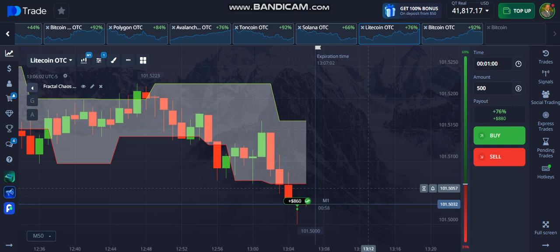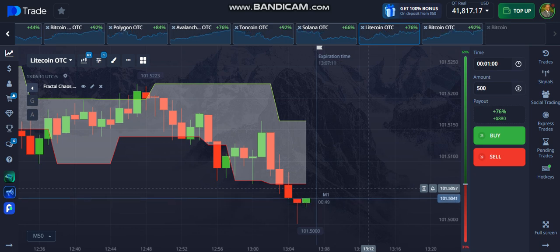All right, so I'm going to close out the session here. We had a couple of break-even trades, but overall we had a successful session here.